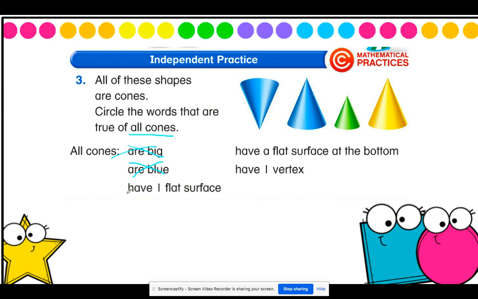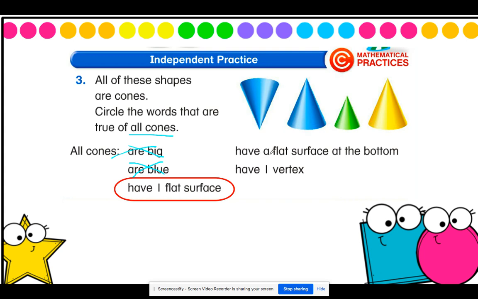The next one, have one flat surface. Well, let's think about what makes up a cone. Do all cones have one flat surface? I know this cone has a flat surface up top here. Looking over at this cone, I know the flat surface is down at the bottom. At the green cone, it will be down at the bottom, as well as with the yellow cone, it will be down at the bottom. So do all cones have one flat surface? Yes, they do. So I can circle that clue.